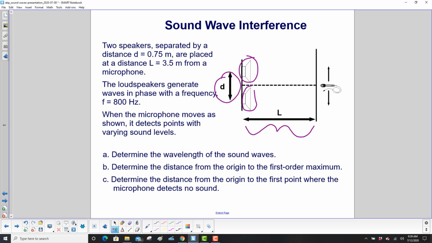When the microphone moves as shown, it goes up here on our diagram and then down. It detects points with varying sound levels. Determine the wavelength of the sound waves. Determine the distance from the origin to the first order maximum. Then determine the distance from the origin to the first point where the microphone detects no sound. And our origin is right here. That's the origin, right at that place.